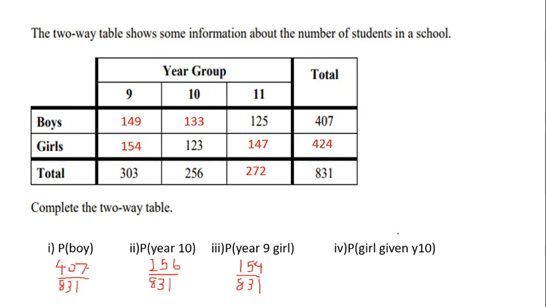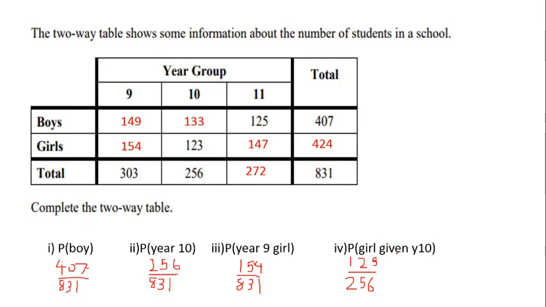This last one is conditional. Okay, so it's given that they're a year 10 student. So we know they're in this column, and we want a girl that's in this column. So there are 121 girls in year 10, but we're only doing it out of year 10, so it's out of 256. Okay, so this is where lots of students fail on these questions, because they still do it out of 131. Okay, if it says given, it means it's conditional.